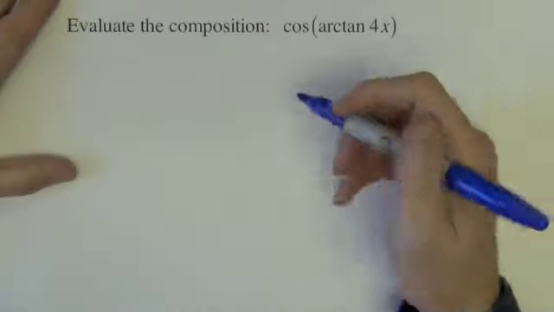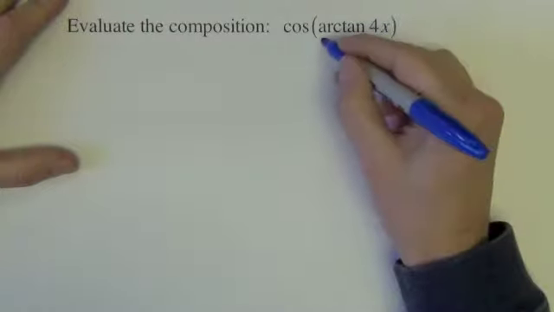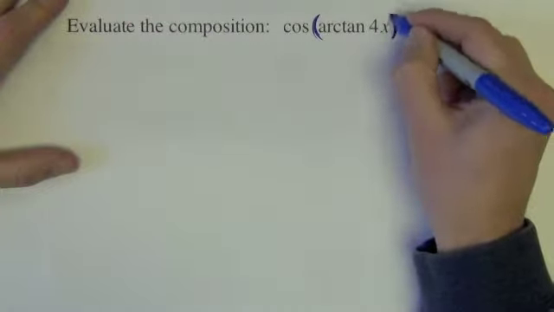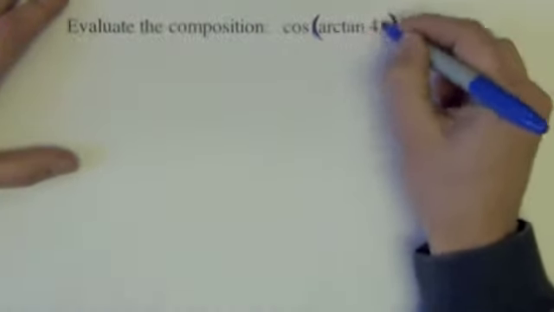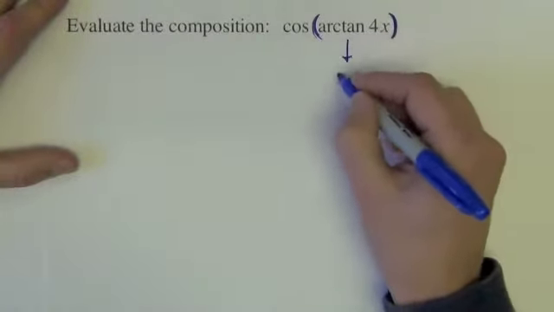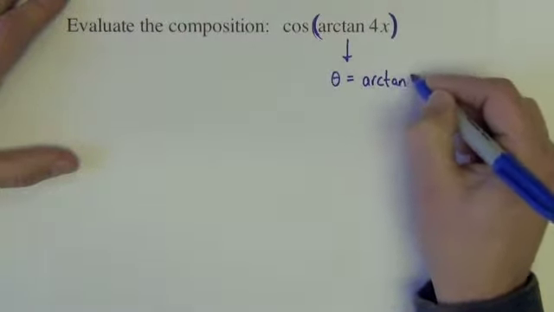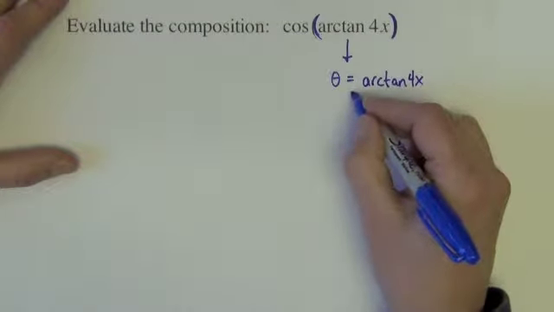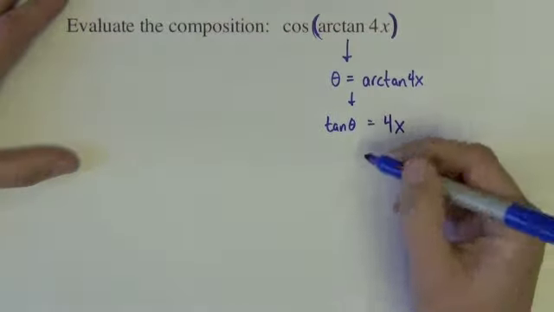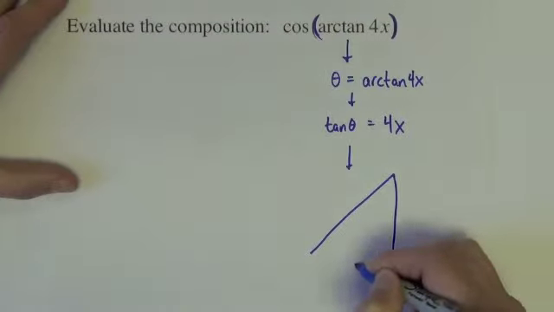Next I want to look at another composition of functions, just like we did 2 problems ago, except this time we've got an algebraic expression of x for this arctan here. Okay, well, I'll start it kind of the same way. What this means is that there is some angle theta that's equal to the arctan of 4x, which means that the tangent of that angle is equal to 4x. And I use this to build a triangle.